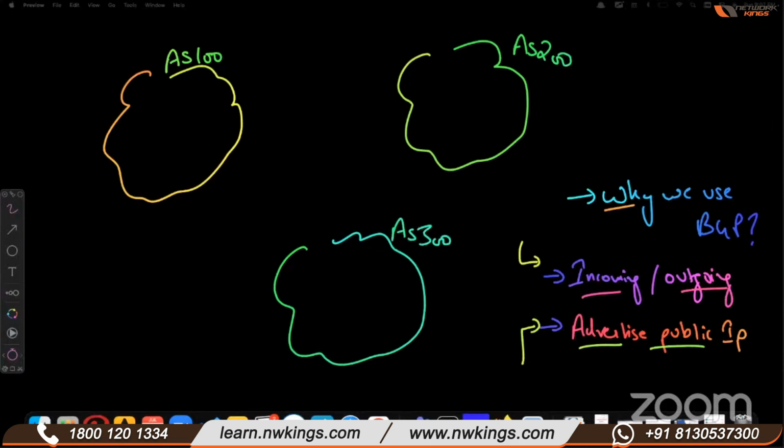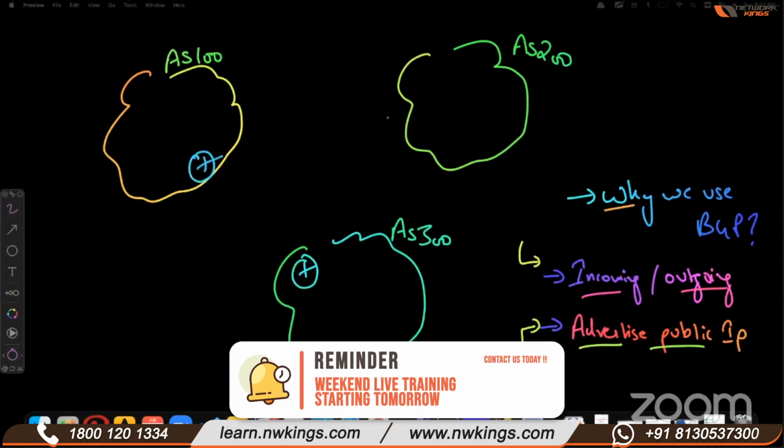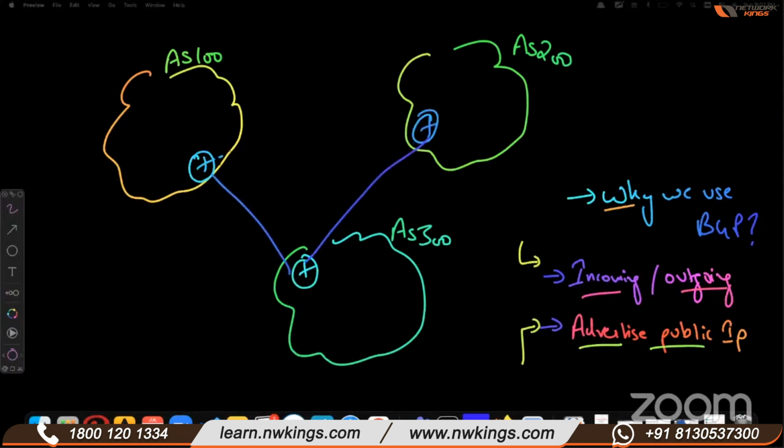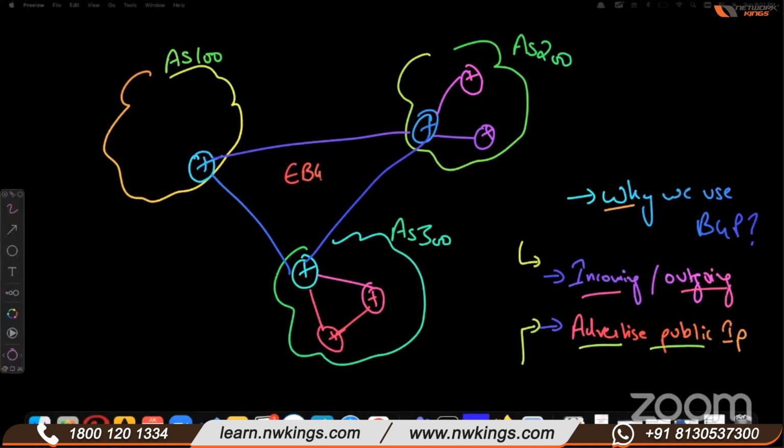Okay, BGP is also known as AS by AS protocol, means they connect with each other with the AS connectivity. Like all devices, they can connect with each other. You can have multiple devices also. So I'm just showing you that. So when we connect between different AS, this is called EBGP.